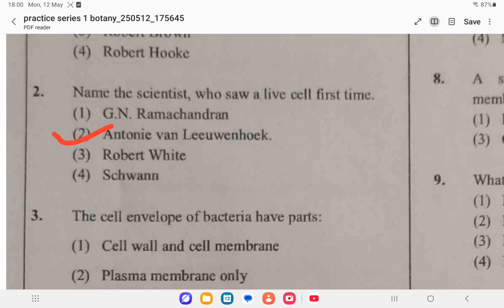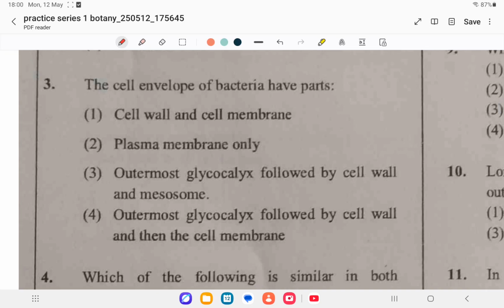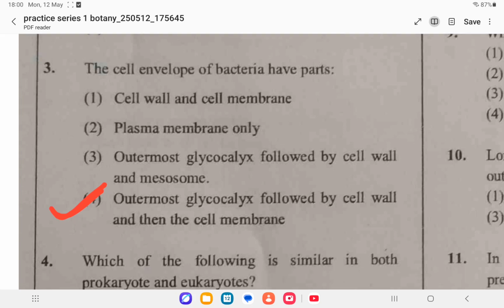Question number 3. Let's move on. The cell envelope of bacteria has how many parts? The answer is the fourth option: outermost glycocalyx followed by cell wall and then cell membrane. The statement is written as: the cell envelope consists of a tightly bound 3-layered structure, the outermost glycocalyx followed by the cell wall and then the plasma membrane. In the cell chapter, you can see this line in the NCERT.